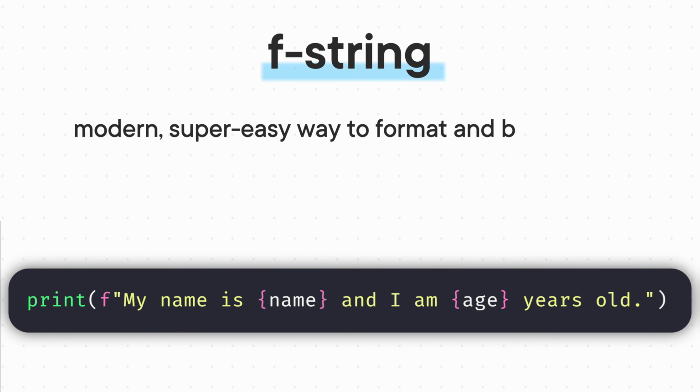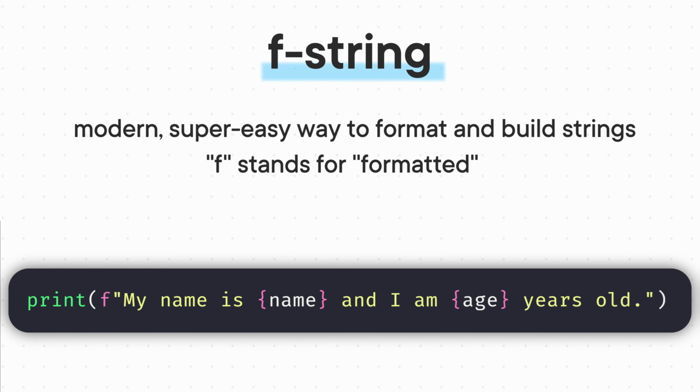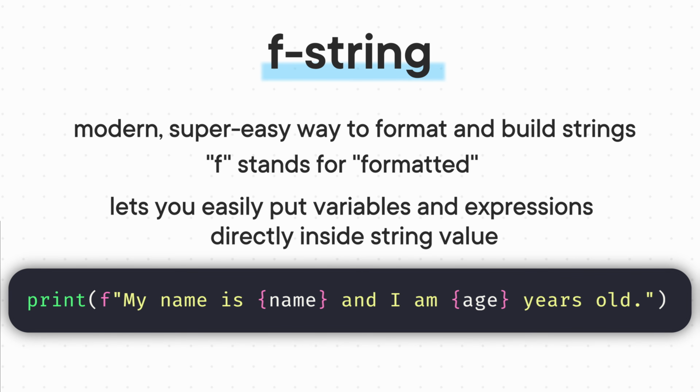Okay, so now let's talk about the F string in Python. The F strings are a modern, super easy way to format and build strings in Python. And the F stands for formatted. So basically the F string is going to help us put variables and expressions directly inside your string without having to worry about the data types, in a very easy and friendly way.